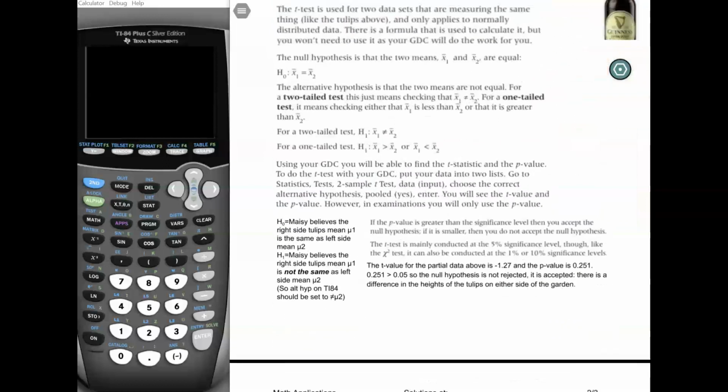Using your GDC, you will be able to find the t-statistic and the p-value. Does that sound familiar to chi-squared? Whenever we ran a chi-squared test, we had the chi-squared statistic and we had the p-value, right? We only looked at the p-value and compared that to the significance level. And here it's the same thing.